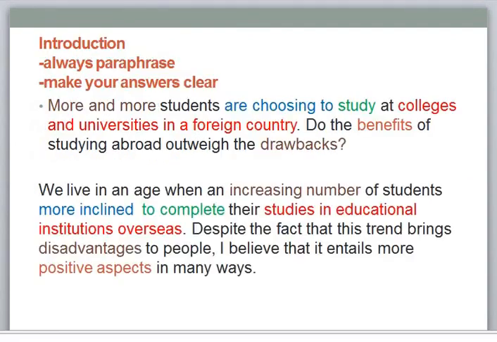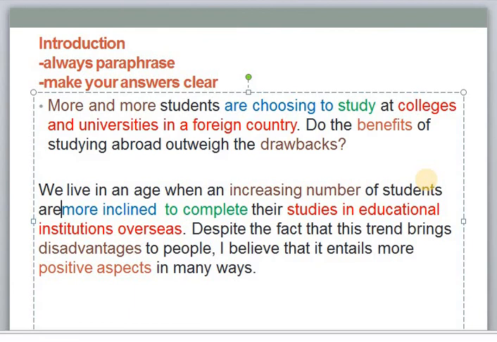Alright? So for example, this is the topic. More and more students are choosing to study at colleges and universities in a foreign country. Do the benefits of studying abroad outweigh the drawbacks? So, as I said, paraphrase. Instead of writing more and more, you write an increasing number of. You can also write a growing number of. Are choosing to, you can write are more inclined to. Or you can also write have an inclination to. Or you can write prefer to, or have a preference, or have a tendency.